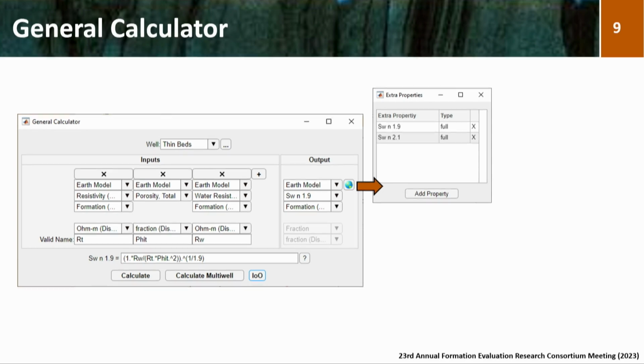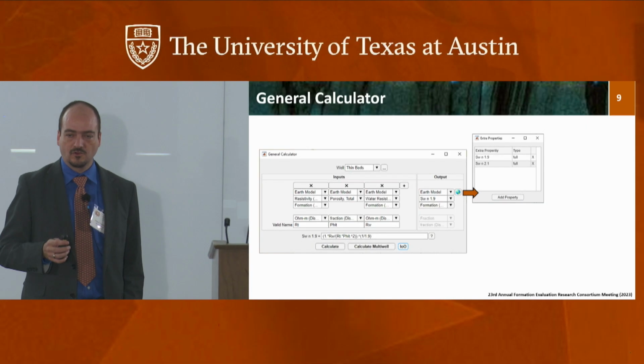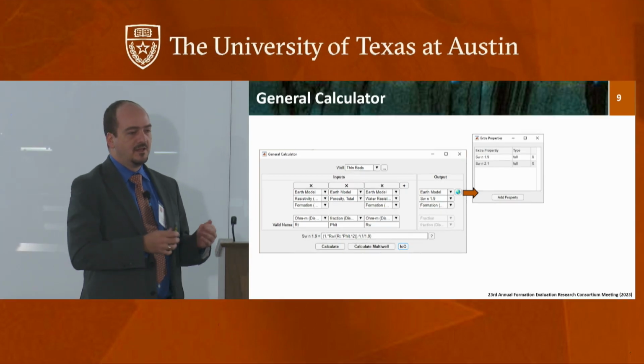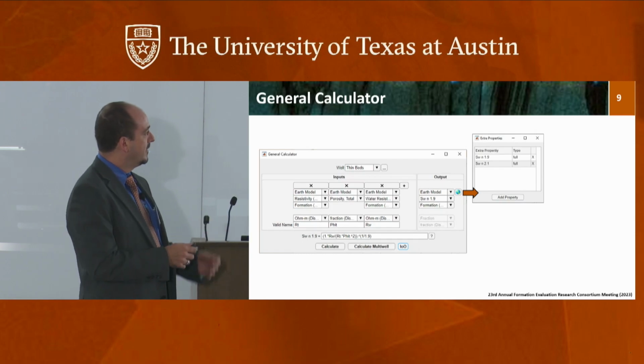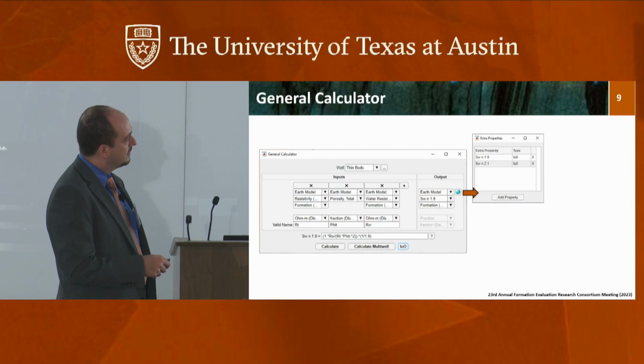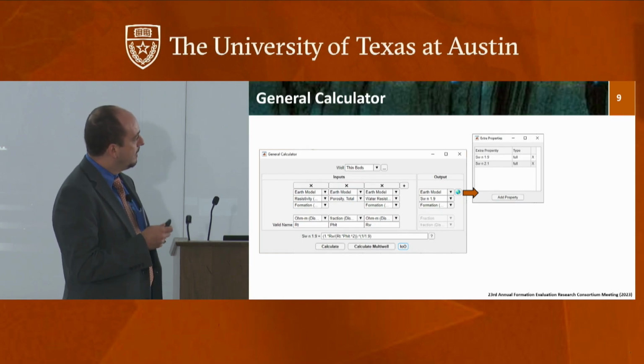And then the output, it could be any property from the Earth model, but something else that we did is now you can define your own Earth model properties. That's something that had always been a question in previous workshops and consortium meetings. And it sounds simple, but it was not that simple. Now we finally got it in there. So you can just click in here and say add a property, and you just define what is the name of the property. So in this case, I'm just defining water saturation for 1.9 and for 2.1 n's.